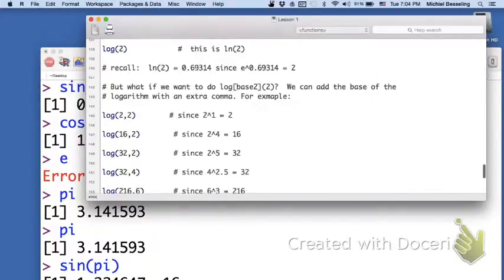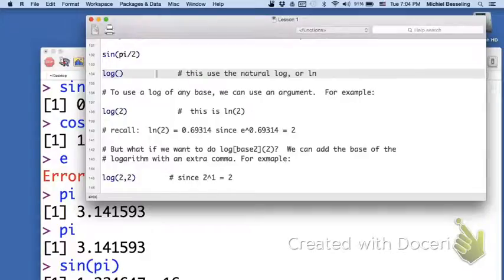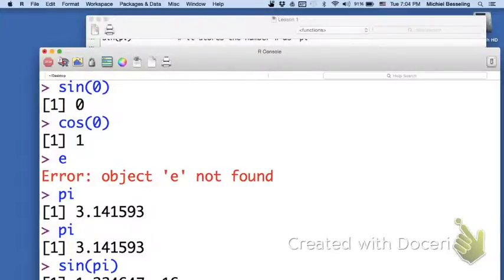Logarithms. Whew, man, we're almost done. Stop it! Kitties? No, meow. Okay, so logarithms. Yes, R can do logarithms.